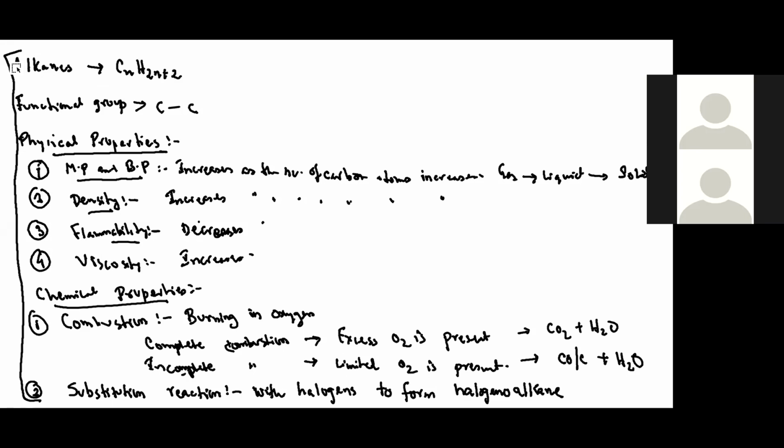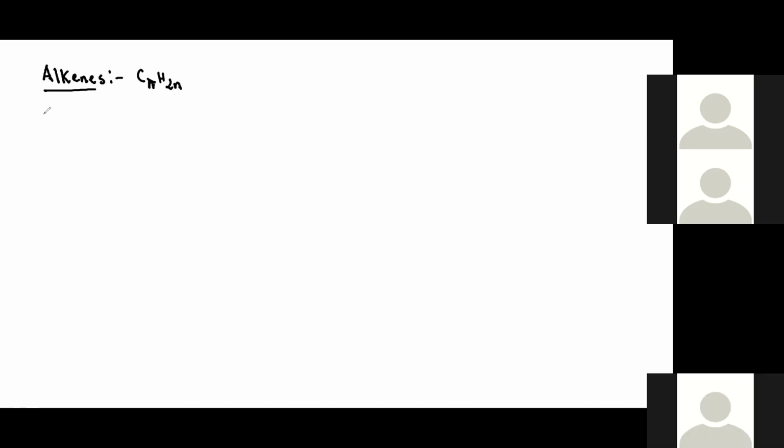Next, alkenes. What's the general formula of an alkene? CnH2n. What is the functional group? Carbon-carbon double bond.